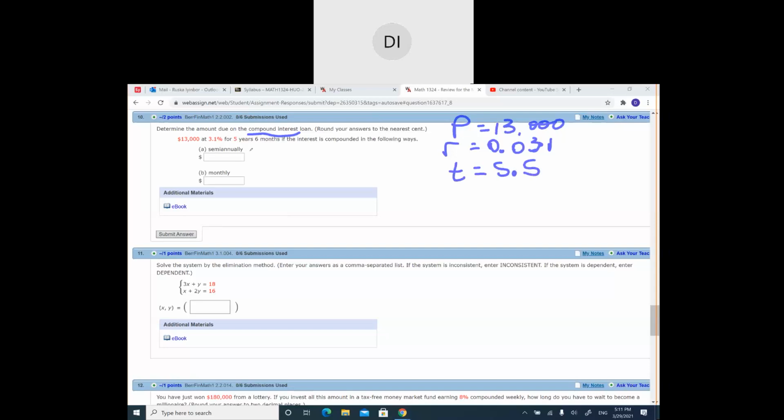And it also says semi-annually, so for A I'm going to use N is 2 times a year. And for B, I'm going to use monthly, so N is going to be 12. Then the formula we're using for compound interest is A equals P times (1 plus R over N) with exponent NT. Now I plug in all the numbers I have, N and T.